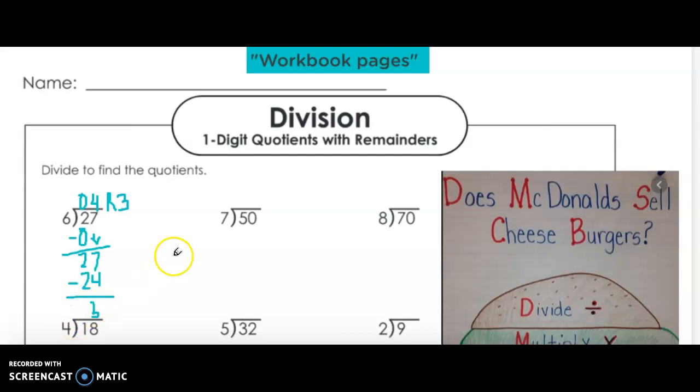Now, sorry, I kind of got in the way of that one. So, okay, same thing here. 7 does not fit into 5. So you can either put an X there so you know not to do anything, and then go right into thinking about how many times does 7 fit into 50? What times 7 gets us close to 50 without going over? And that is 7 times 7 is 49. And then we subtract, and we are left with 1. There's nothing left to bring down, so we'll have a remainder of 1.